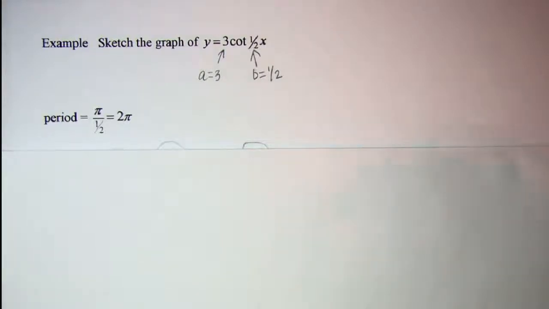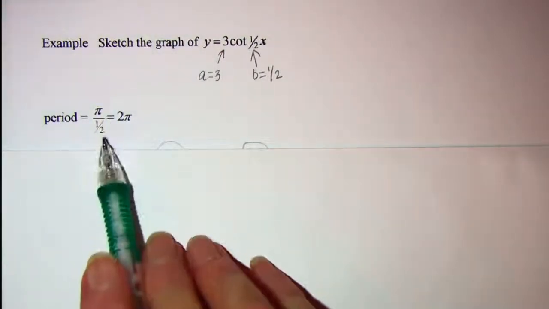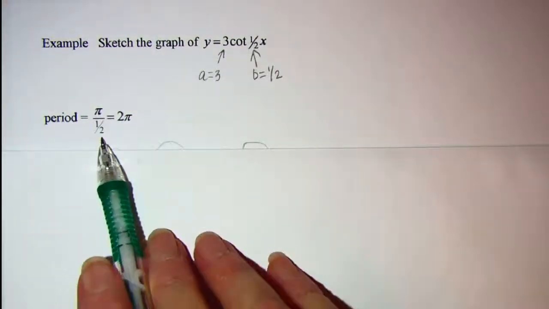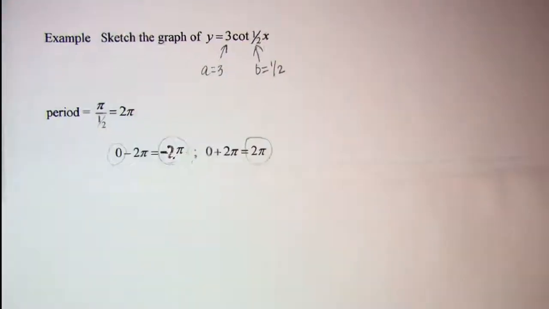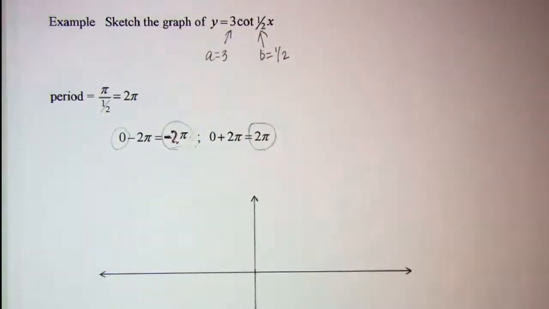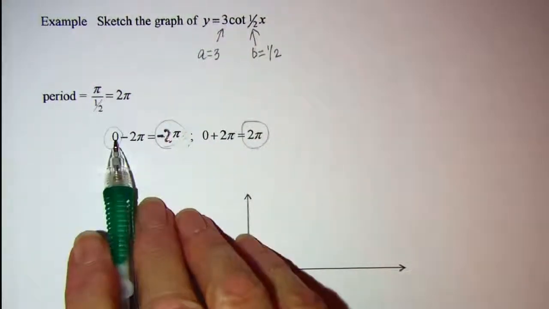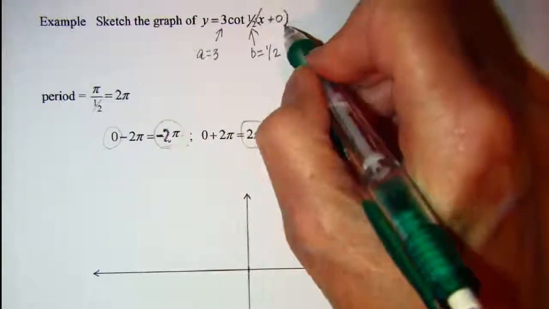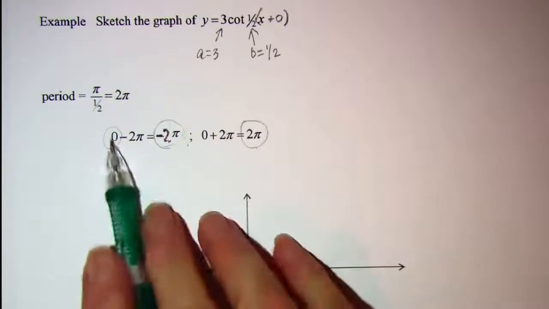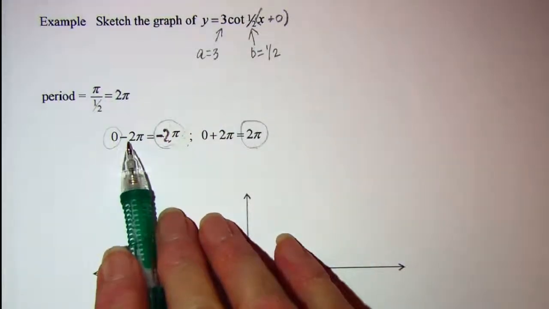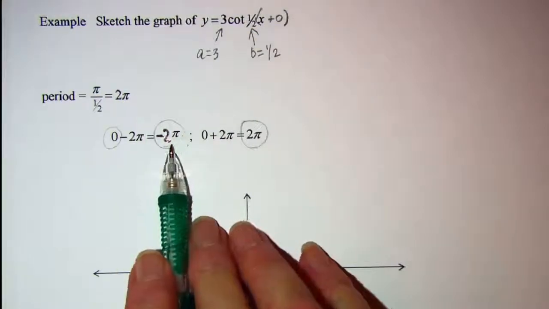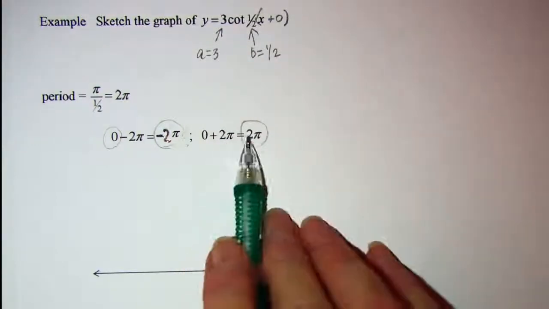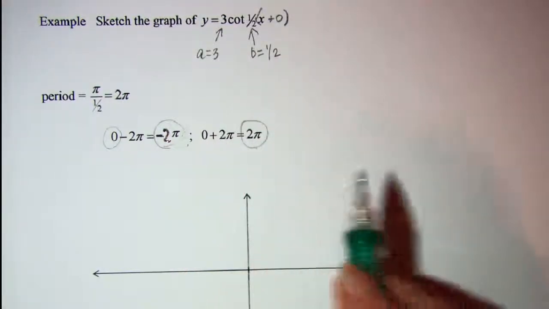Our period then is calculated with the formula pi over B, and B is 1/2. So pi over 1/2 is the same as 2 pi. So we have our beginning value, which was back here. We can write that this way if you want. X plus 0. Take your beginning value and subtract a period. That leaves us negative 2 pi. And then take the beginning value and add a period, and that gives us a positive 2 pi.